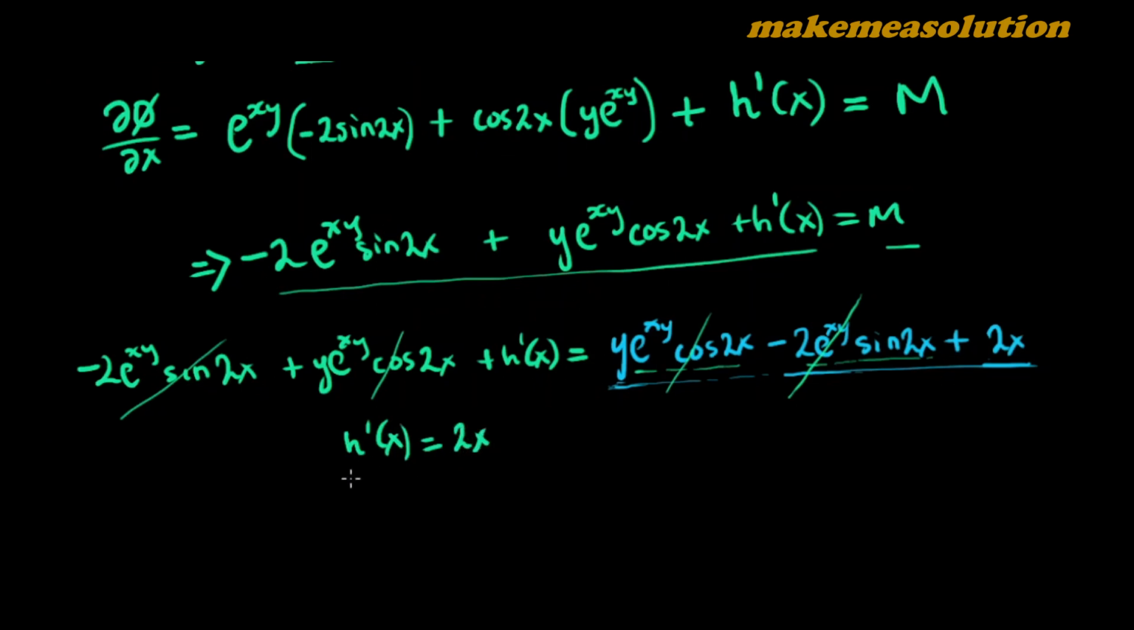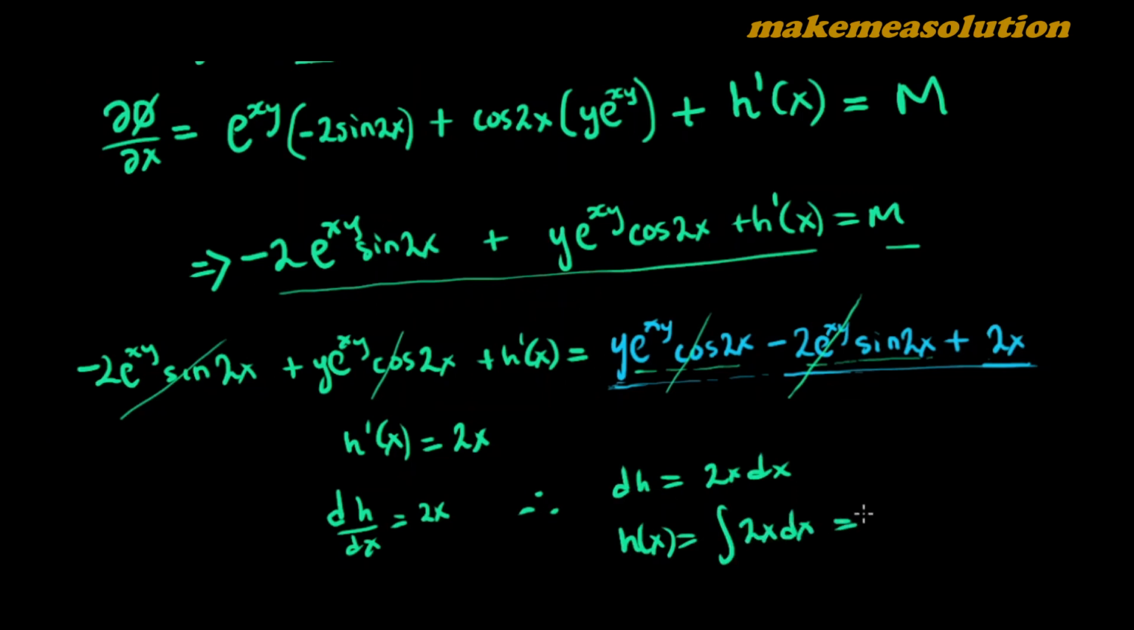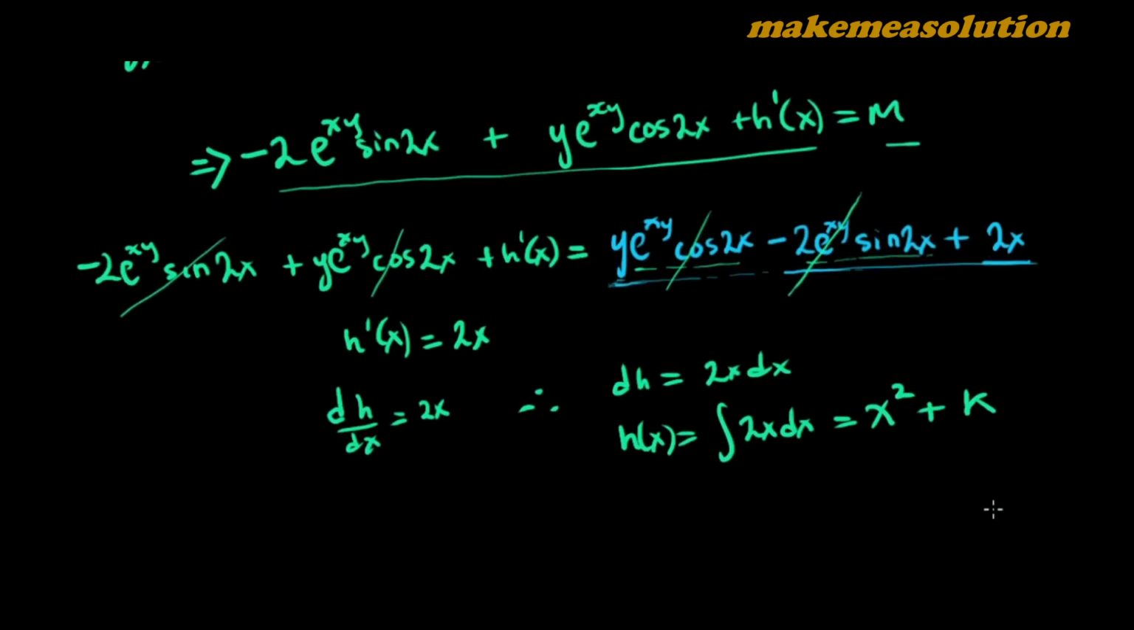So since h prime of x is equal to 2x, your h prime of x means dh/dx is equal to 2x. So when you do separable variables, dh is equal to 2x dx, then h of x is now the integral of 2x dx, and this is going to give me x squared plus a constant of integration. Okay, so when you integrate for h of x, you get x squared plus constant of integration. So we have found h of x finally.